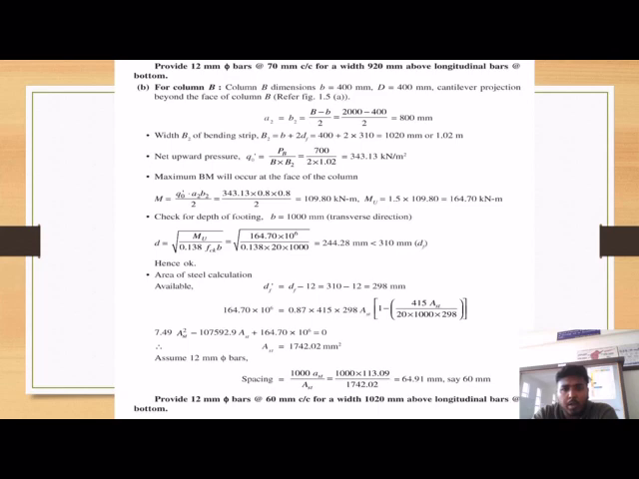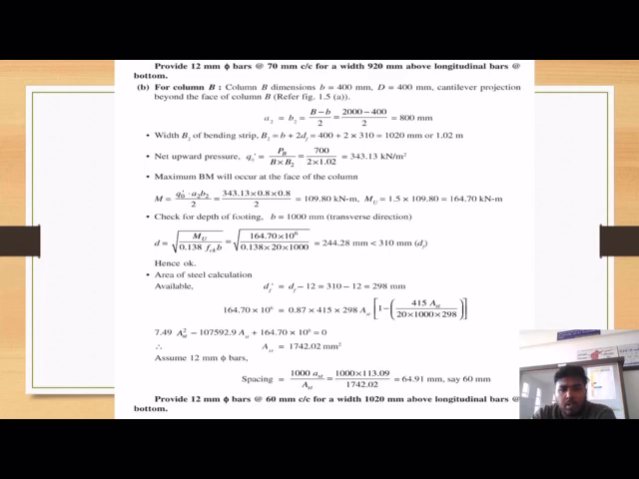For column B, dimension b is equal to 400 mm, d is equal to 400 mm. a2 is equal to (B minus b) by 2, which is (2000 minus 400) by 2, equal to 800. Width b2 of bending strip is b plus 2d, equal to 400 plus 2 into 310, equal to 1020. Net upward pressure is 700 by 2 into 1 by 1.02, which is 343.13.